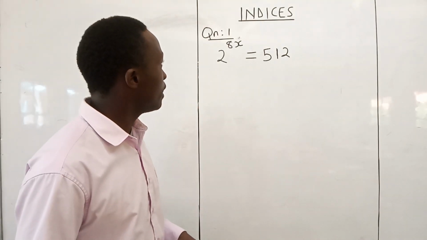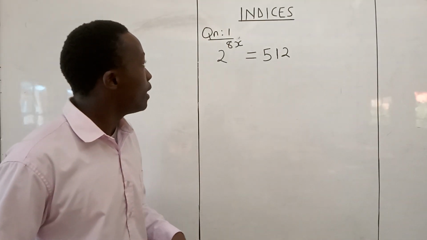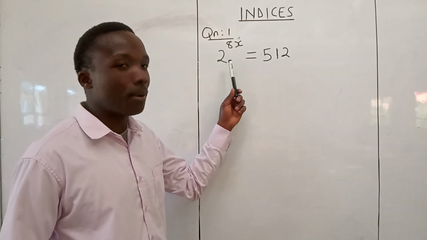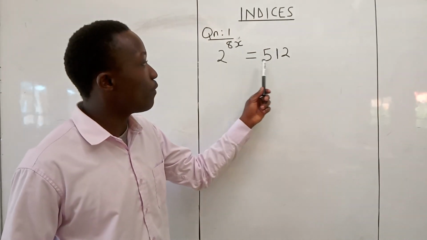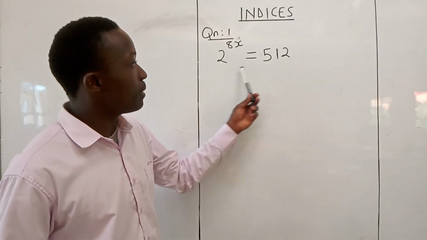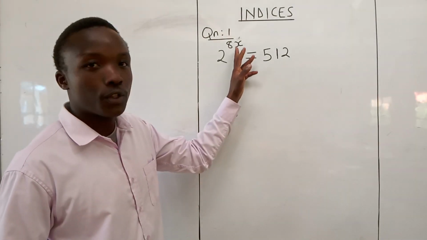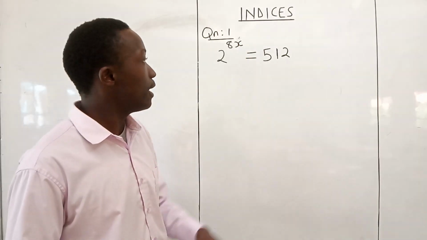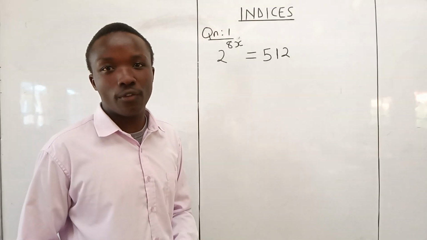So we have a question here, and our question is given as 2 to power 8x is equal to 512. That is a question based on indices in which we are supposed to solve the value of x. How do we solve the value of x?